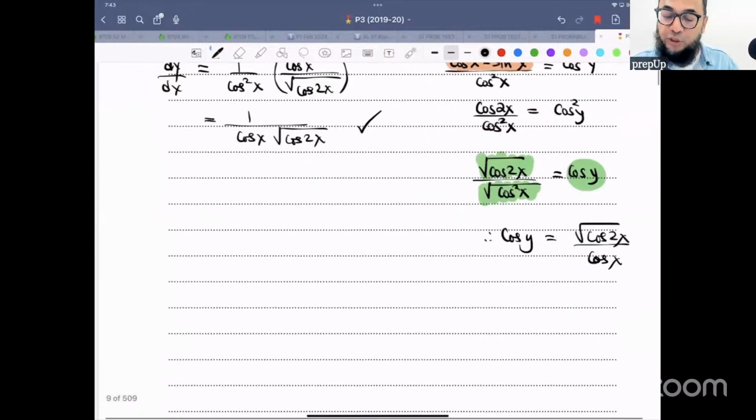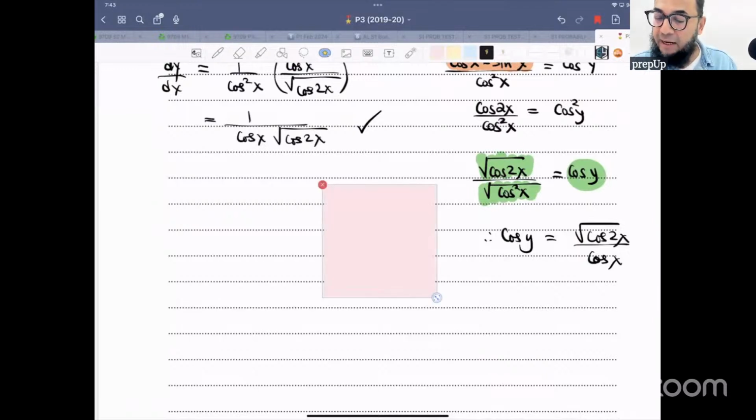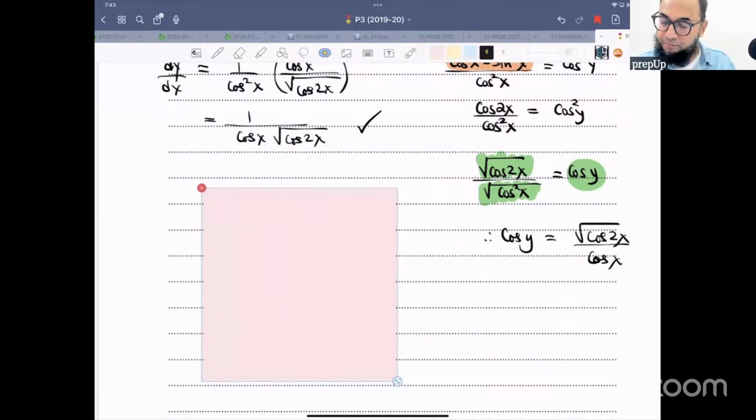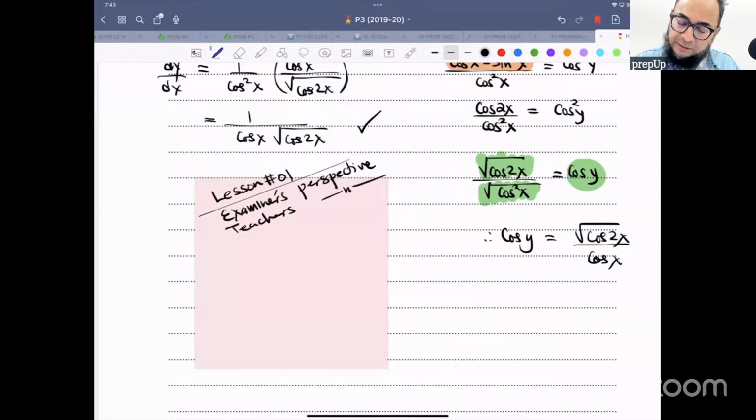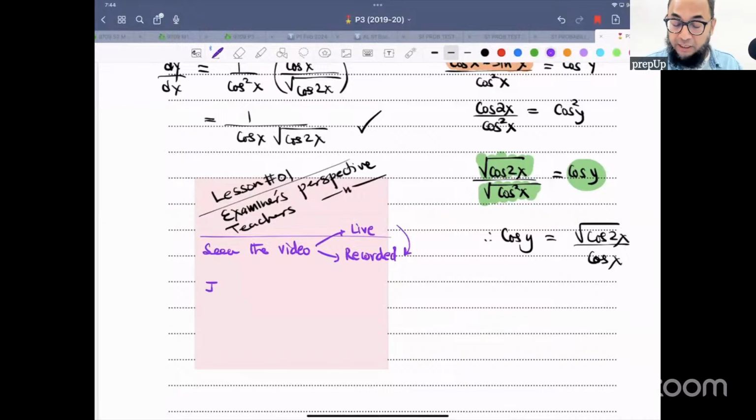So now the next sticky note that I'm applying over here is lesson number 1, from the examiner's perspective. From the teacher's perspective, what I want you to do is that once you have seen the video, whether you have seen it live or the recorded version, the live will again become recorded. So now jot down the pointers.